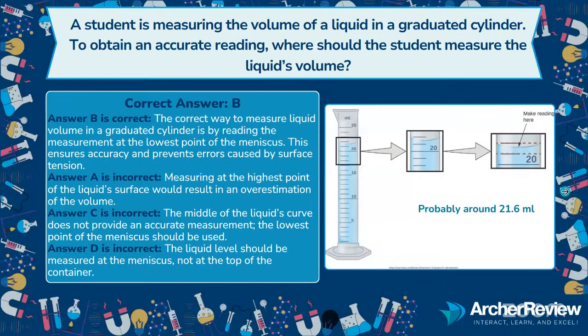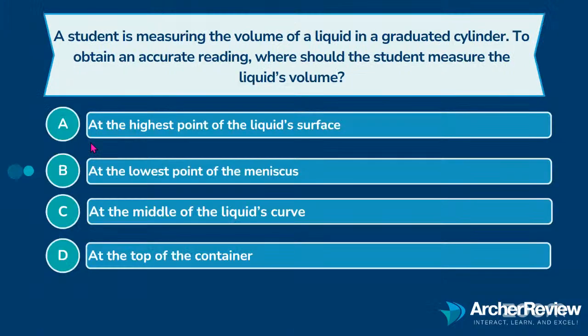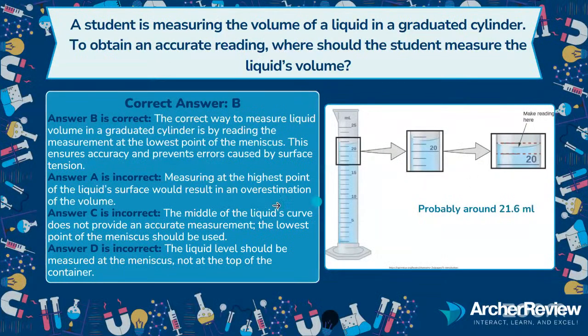Okay, our correct answer is B. We want to measure it at the lowest point of the meniscus. I pulled this visual from our content on Tuesday. You want to see that arched surface, that concave surface, and you want to go right at the lowest point of it. Answer A was saying at the highest point of the liquid surface, and what happens there is it actually overestimates the volume.